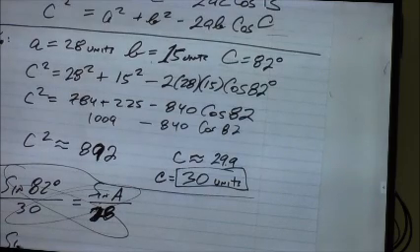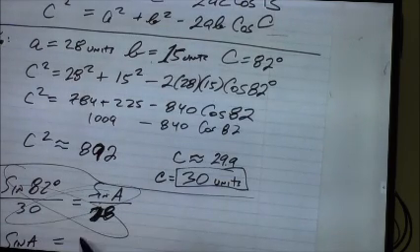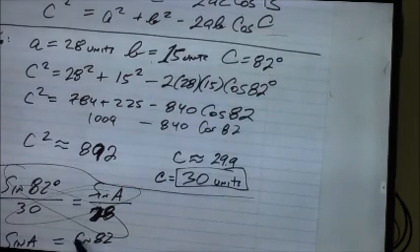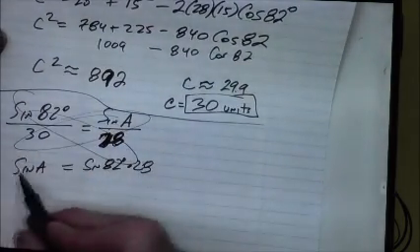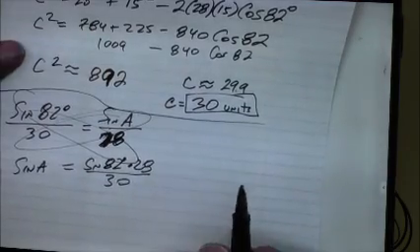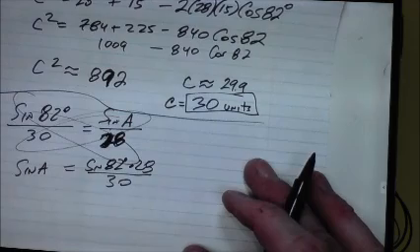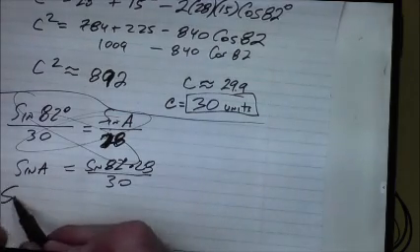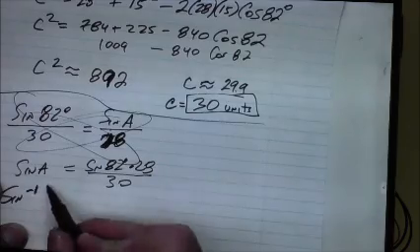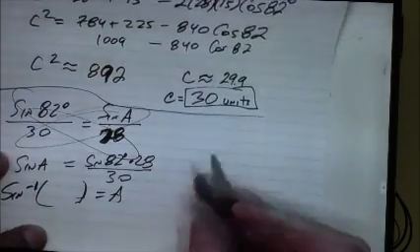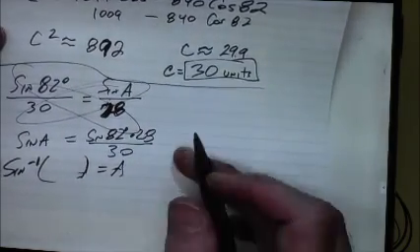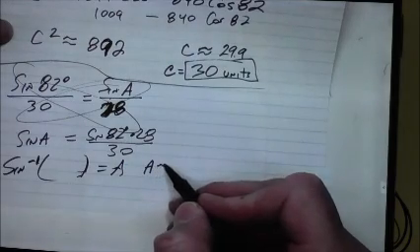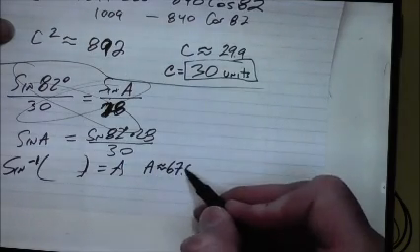And I'm going to get that sine A is equal to sine 82 times 28, divided by 30. Sine inverse of all that will be equal to A. So rather than rewrite it, I'll just tell you that you're doing the inverse sine of that. And when you do all that, you get that A is approximately 67.5 degrees.